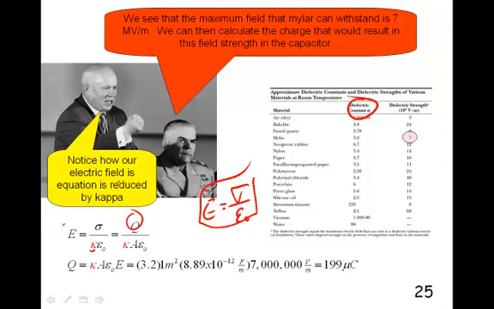So then we solve for the charge. The charge is kappa times the area of our capacitor times epsilon naught times the maximum electric field, which is 7 million volts per meter, and we end up with 199 microcoulombs. If you try to put any more charge on the capacitor than that, you're going to end up with dielectric breakdown.